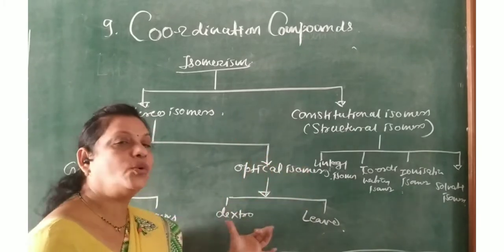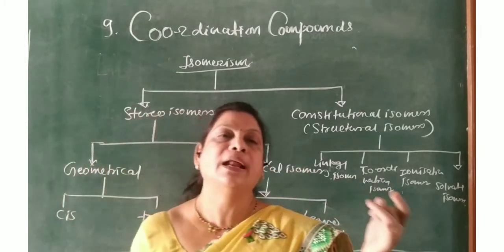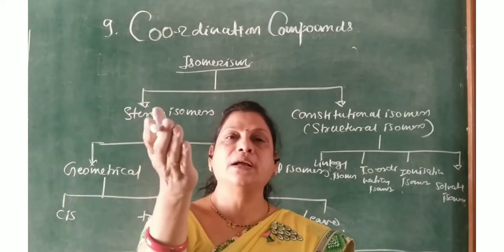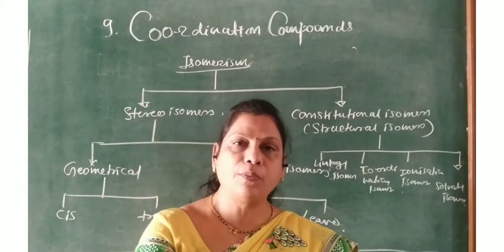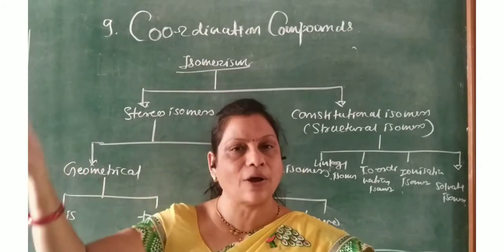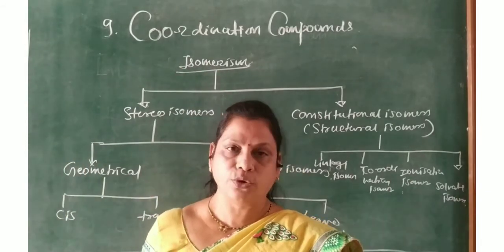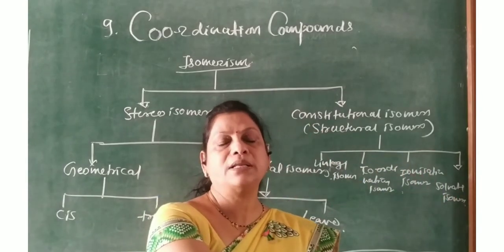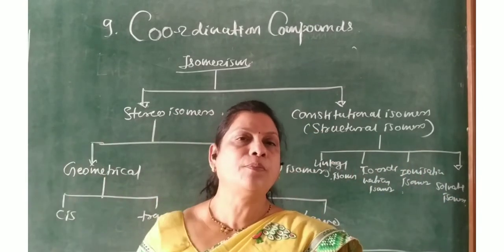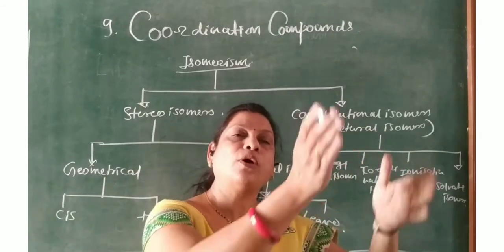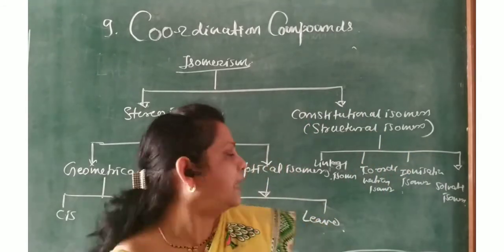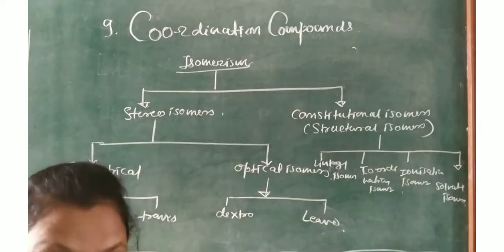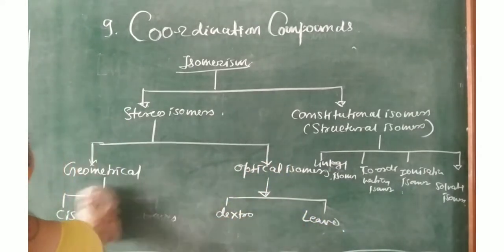Again they are of 2 types: dextro and levo. The coordination compound which rotates the plane of plane polarized light towards the right, or in the clockwise direction, is called the dextro enantiomer, and the other type of optical isomer, which rotates the plane of plane polarized light towards the left, or in the anti-clockwise direction, is called the levo isomer. Okay, so we are going to study one by one.